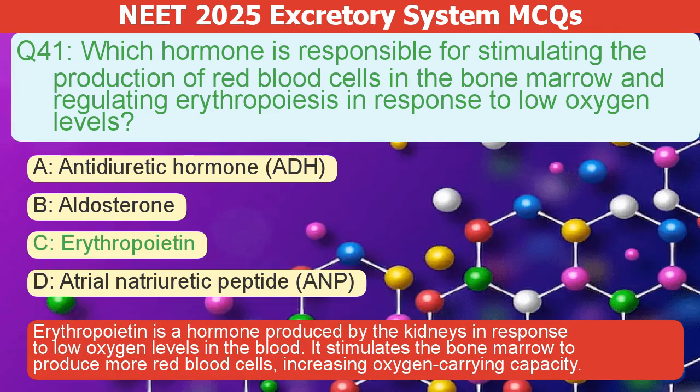The correct answer is C. Erythropoietin is a hormone produced by the kidneys in response to low oxygen levels in the blood. It stimulates the bone marrow to produce more red blood cells, increasing oxygen carrying capacity.